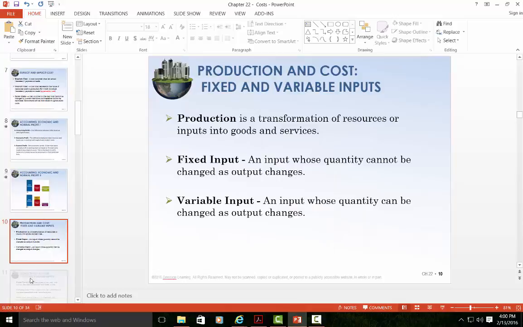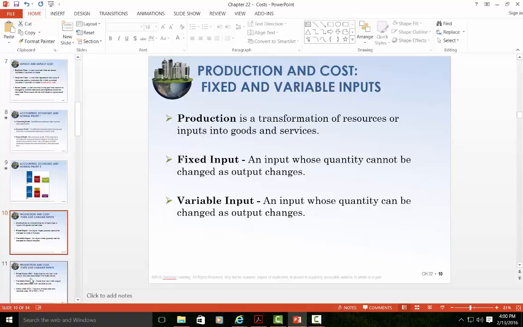Okay, so production is the activity of transforming resources into goods or services. You have fixed inputs and you have variable inputs. And as the term suggests, fixed inputs don't change no matter how much the output is, and variable inputs can change given a certain level of output. And we'll look at that in detail.